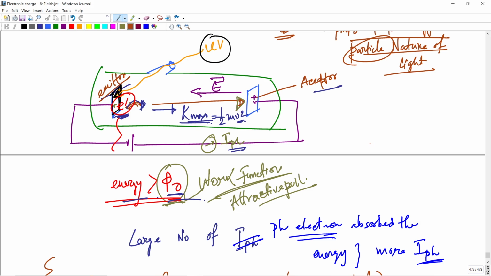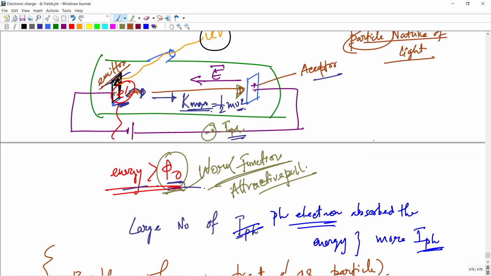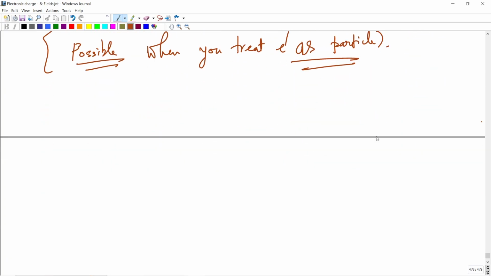So here comes the Einstein photoelectric equation. That is very important, along with the energy quantum of radiation. That is mainly today's discussion topic. Here is the Einstein photoelectric equation.